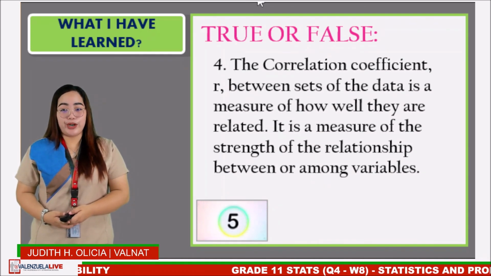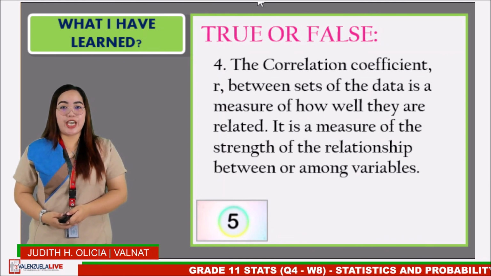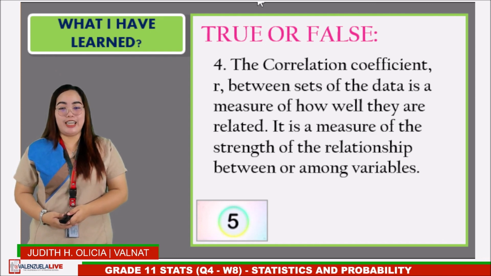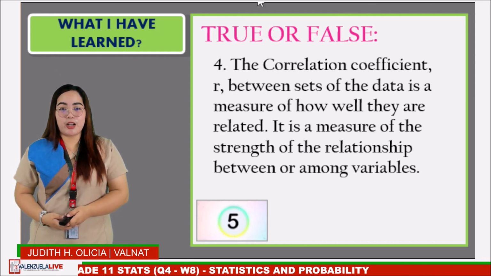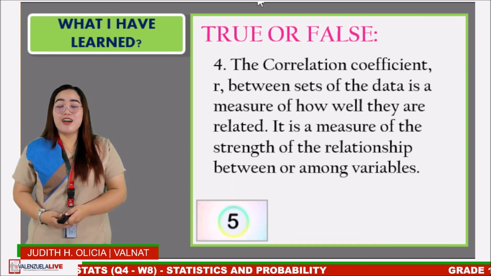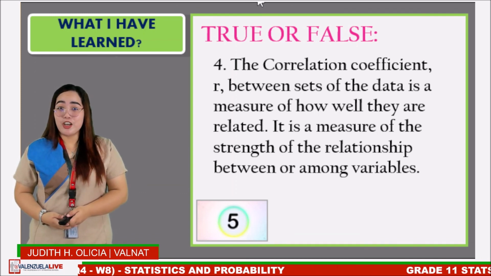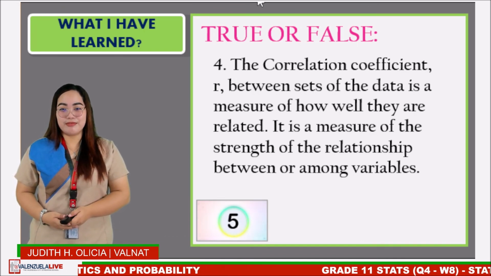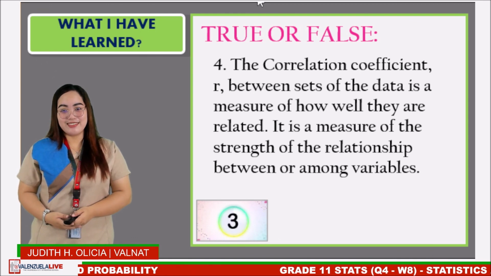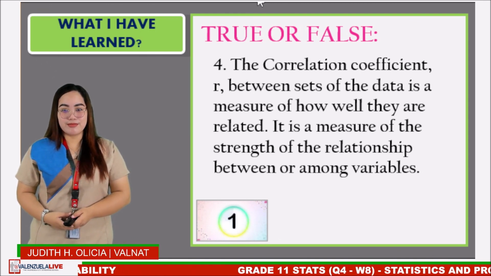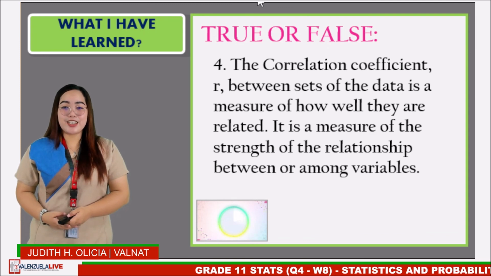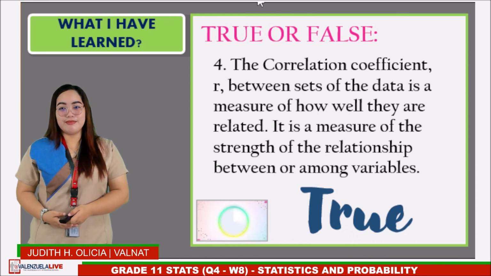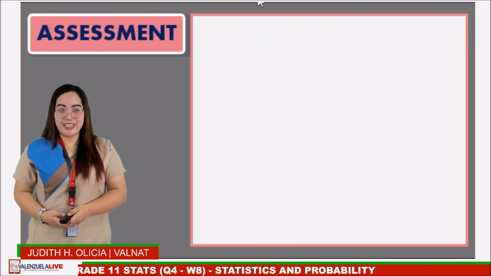For number 4, the correlation coefficient R between sets of the data is a measure of how well they are related. It is a measure of the strength of the relationship between or among variables. Is it true or false? Your timer starts now. Yes, the answer is true. Good job, grade 11 students.